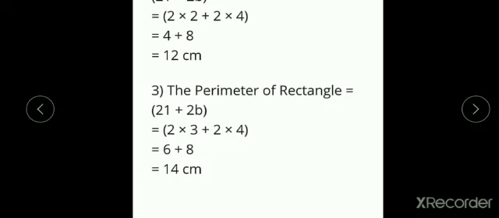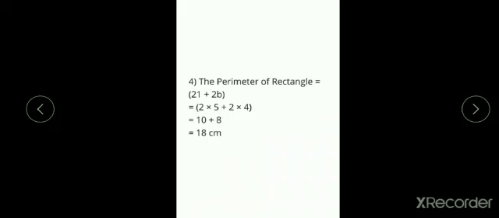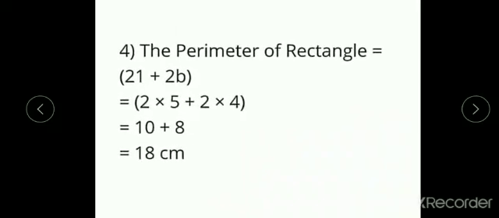To calculate the perimeter of a rectangle, you should know this formula: 2L plus 2B. L means length, B means breadth. The perimeter of the fourth rectangle we have to calculate. So the length of the fourth rectangle is 5 and breadth is 4. That is, perimeter of the fourth rectangle is 2 into 5 plus 2 into 4. That is 10 plus 8. That is 18 centimeters.